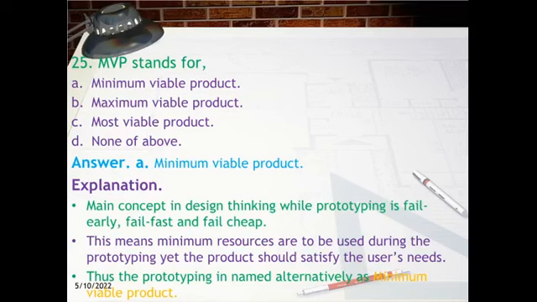25. MVP stands for Minimum Viable Product. Maximum Viable Product. Most Viable Product. None of above. Answer. A. Minimum Viable Product. Explanation. Main concept in design thinking while prototyping is fail early, fail fast and fail cheap. This means minimum resources are to be used during the prototyping, yet the product should satisfy the user's needs. Thus the prototyping is named alternatively as minimum viable product.